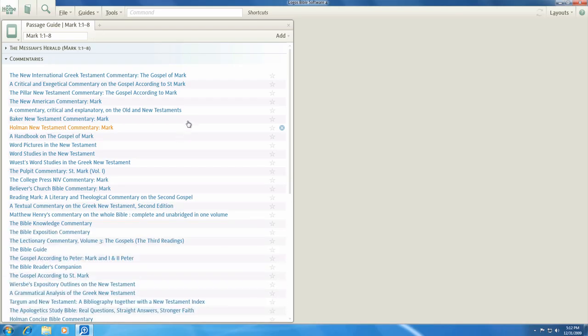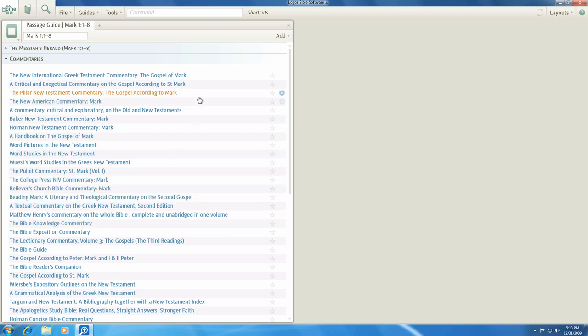Now, in a long list like this, how can you tell the difference between a single volume commentary and a multi-volume commentary? Well, it comes down to one key feature. Single volume commentaries will lack the specific book name in the title. So, for example, Word Pictures in the New Testament, Word Studies in the New Testament, as well as Bible Knowledge Commentary and Bible Exposition Commentary, all of those resources lack the specific Bible book name in the title. Or in other words, these resources cover all the books of the Bible.